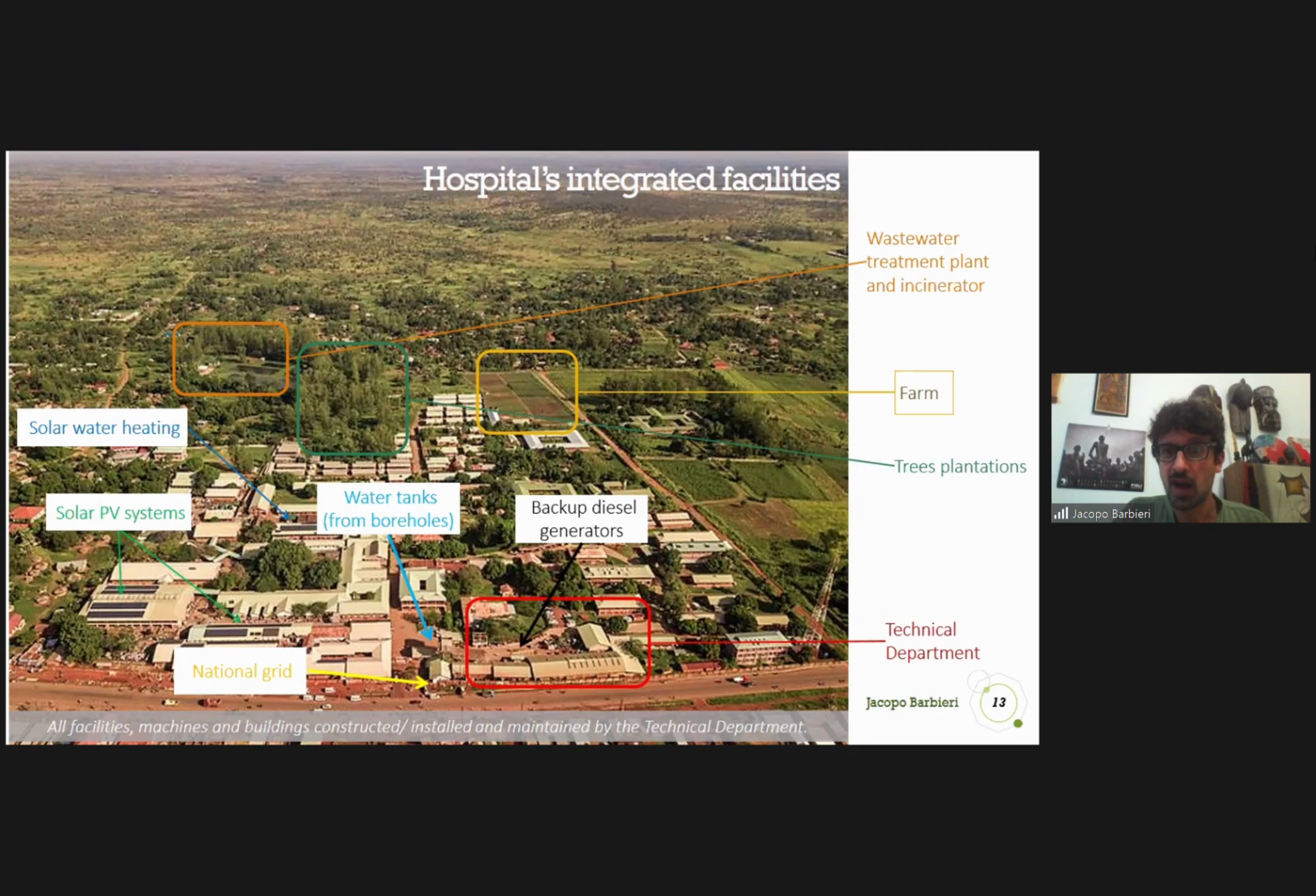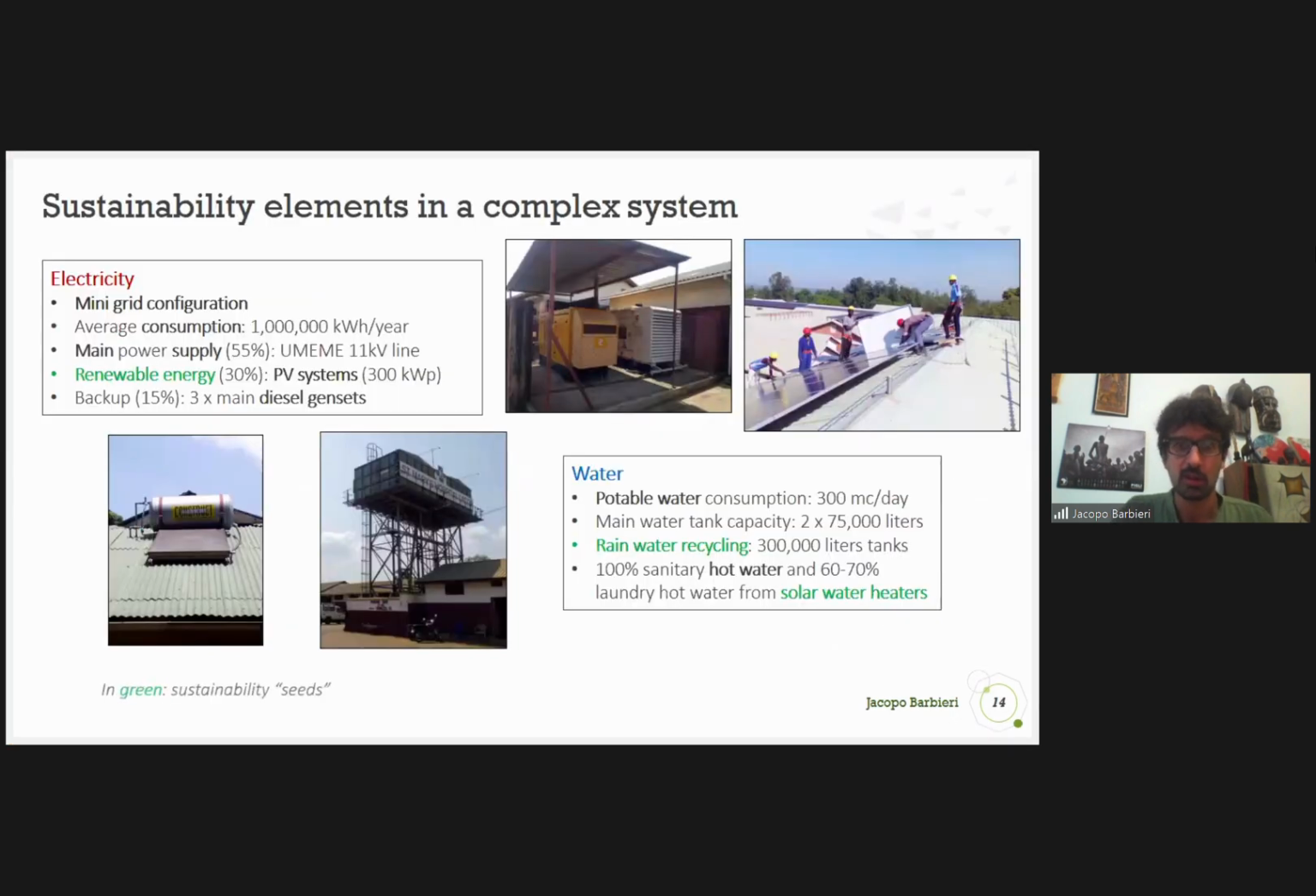We have a farm that provides food for the school. We have plantations that provide firewood and timbers for construction. And all these systems are managed by the technical department. More in detail, you have understood already that we are talking about a very complex system. And I want to underline some, let's say, seeds of sustainability that we have in the different technical areas.